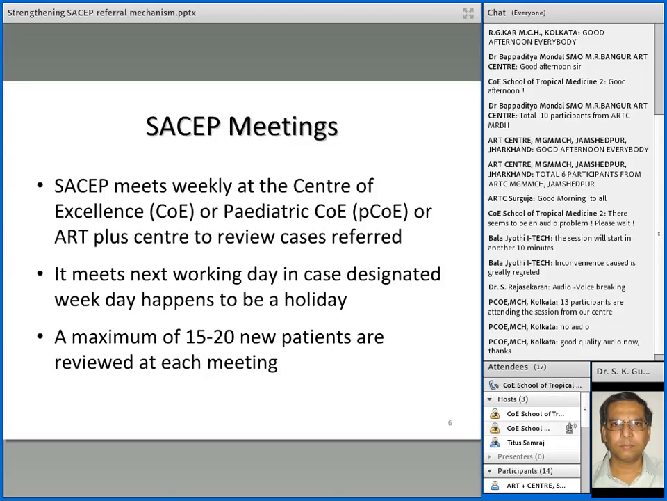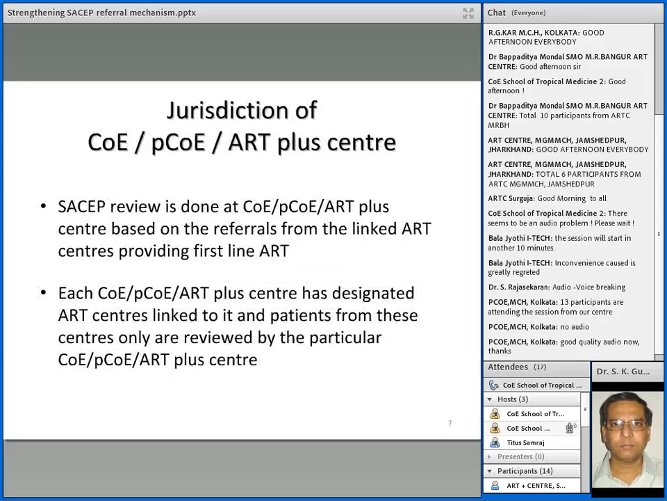If there is a holiday, then the meeting is on the next day. Usually a maximum of 15 to 20 new patients are reviewed at each meeting, in addition to the old cases that are also being reviewed over there.